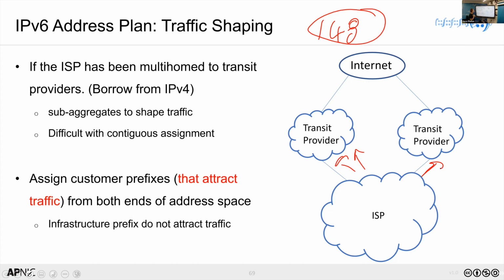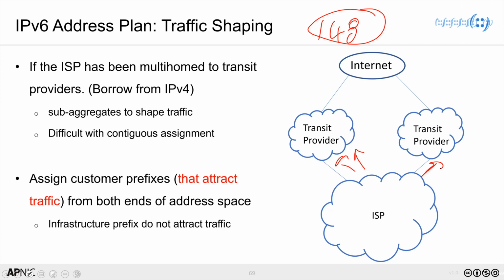Things that attract traffic to your network are customers or users. Users attract traffic. Your infrastructure prefixes, your point-to-points and loopbacks on your routers should not be pulling traffic. If you start seeing loopback addresses and point-to-point links becoming high on your hit list, then all of a sudden you're starting to look at a security issue. Someone somewhere, something has compromised something you have.